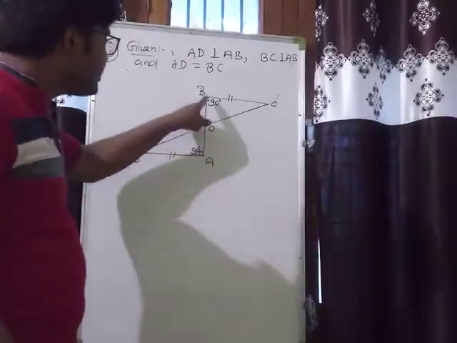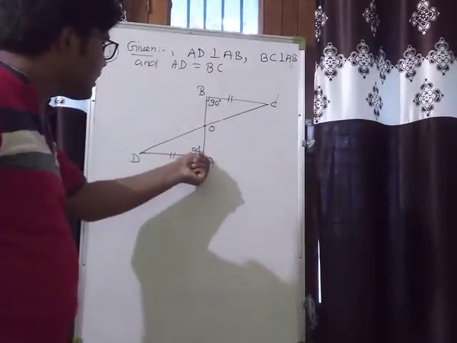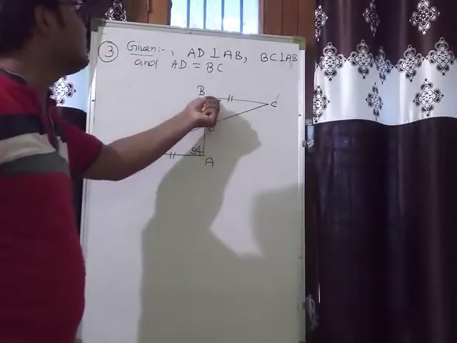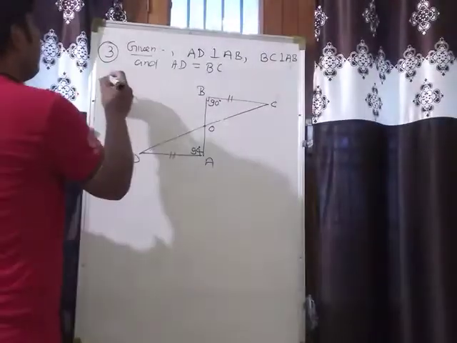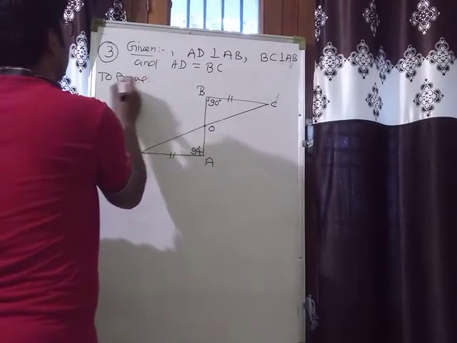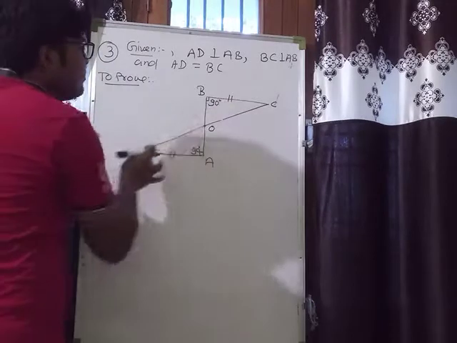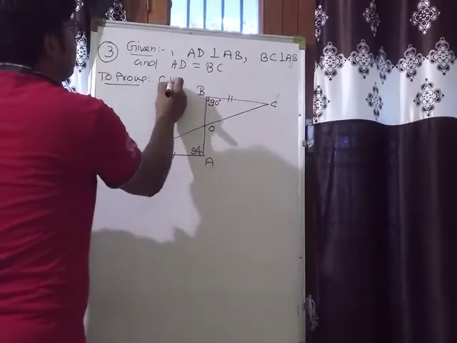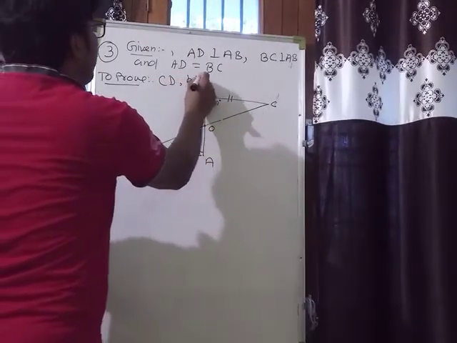And AD is perpendicular on AB, means this angle is 90 degree, and because BC is perpendicular on AB, that's why this angle B is also 90 degree. We have to prove this CD bisects line segment AB.